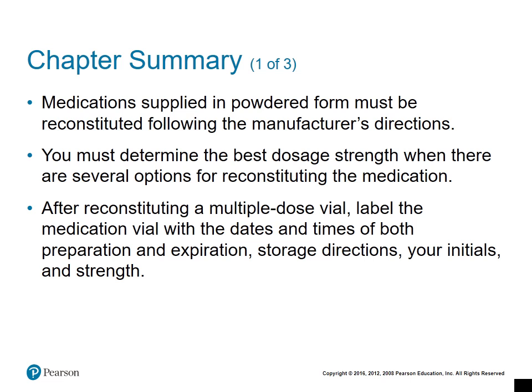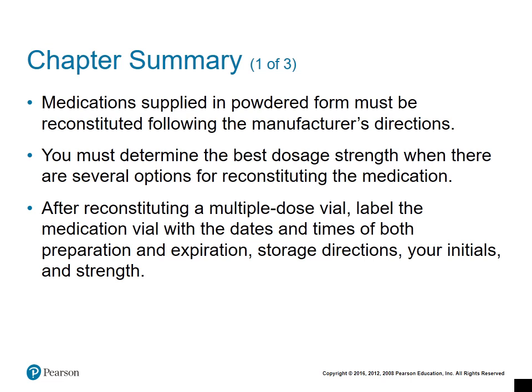Alright, so our chapter summary. Medications supplied in powdered form have to be reconstituted. So that's when you add the diluent or the solvent to the vial. And then again, there's going to be manufacturer information about how much to add. You have to determine the best dosage strength, and there are several options. So for example, in the previous problem we just worked with, that visual one, there was a 350 milligram strength and a 250 milligram strength. Definitely for our order, the 250 milligram strength was the best one.